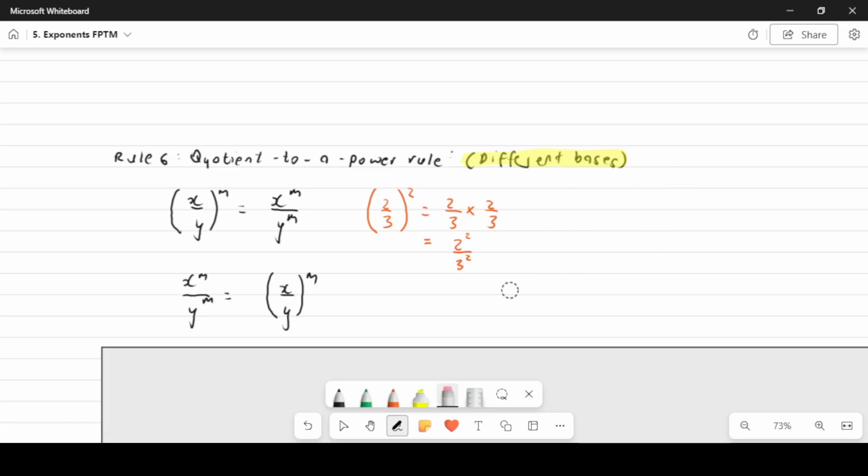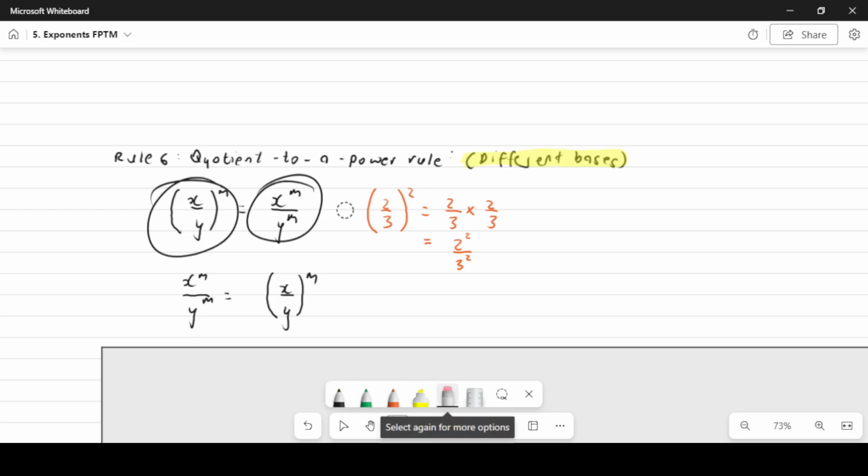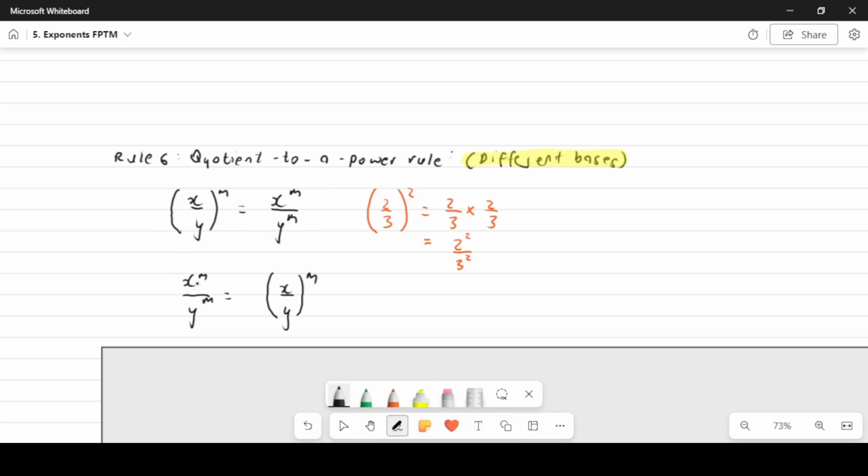Understood? So let's look at this question. I hope you understand that. So that's the reason why I'm saying it's more useful when the bases are different. Right, so here, can I use the rule in the reverse direction? Yes, I can. If you're given the quotient of 2 different terms raised to the same power, you can extract the power. So this is the quotient of 2 different terms raised to the same power, and I can extract the power. So if I look at this now, I can go in the reverse direction.